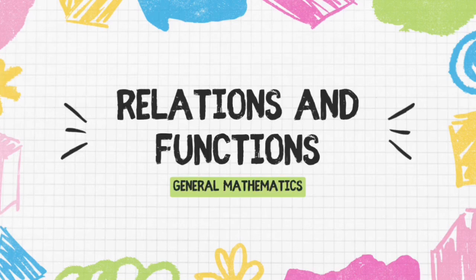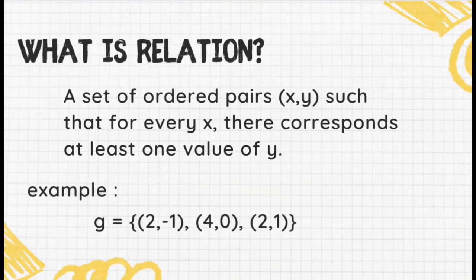About relation and functions. Firstly, what is relation? A set of ordered pairs x and y such that for every x, there corresponds at least one value of y. This means that for every x, may kasamang value ng y.